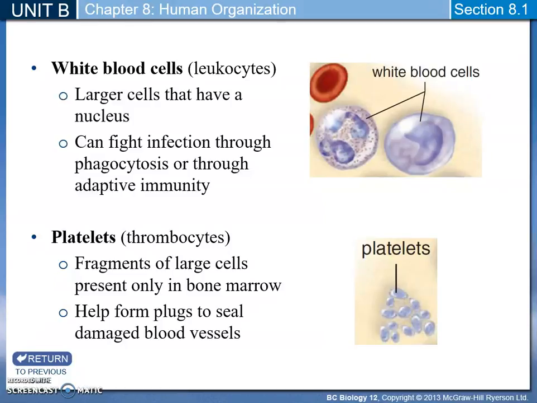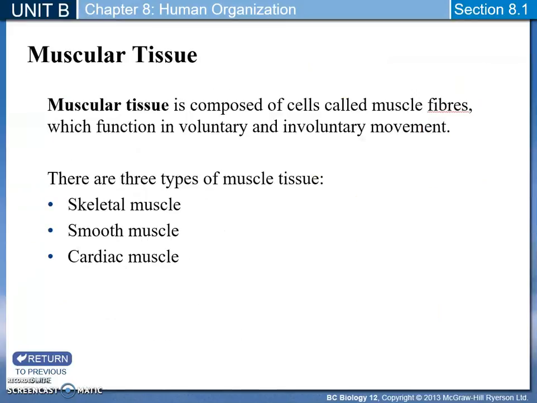Then we have the platelets, also known as thrombocytes, and these are fragments of large cells present only in bone marrow, and these help to form plugs to seal damaged blood vessels. Platelets were formerly part of a larger cell, but the cell then breaks down and forms these smaller fragments, which are known as platelets.